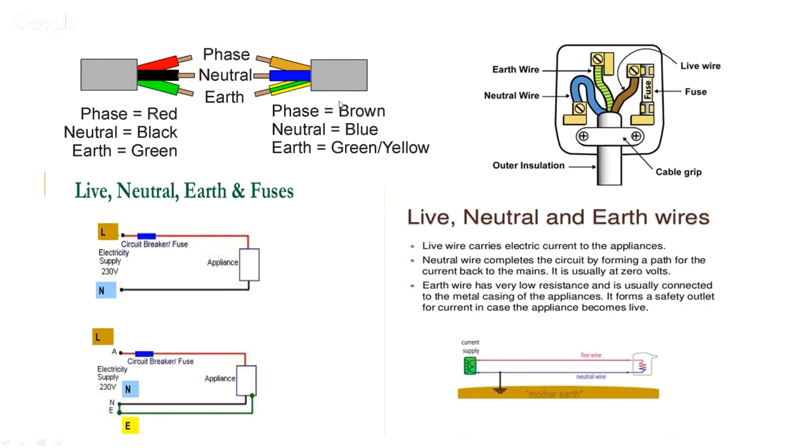Now currently the phase is also represented by brown, the neutral is represented by blue, and the earth is represented by using the green and yellow color. Earlier, these colors were used universally to represent phase, neutral, and earth. Now, in the present day system, even these colors are being used. That is, for phase, brown is used, for neutral, blue, and for earth, green and yellow color is being used.